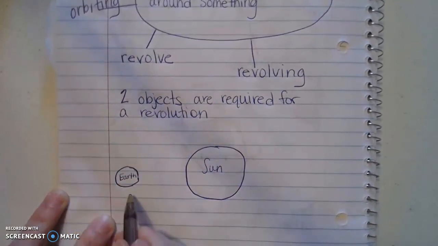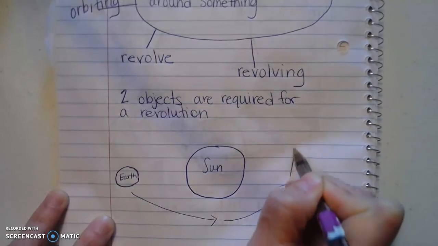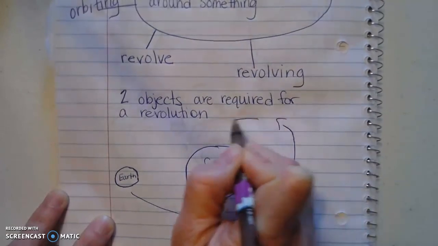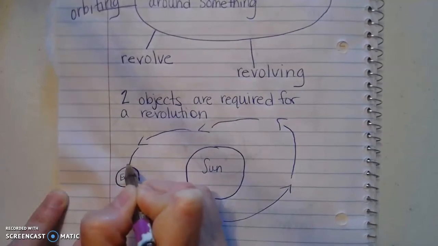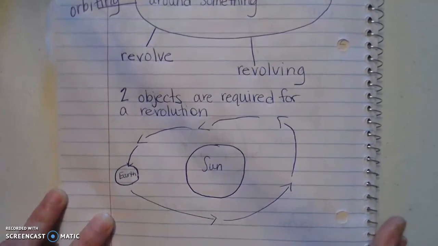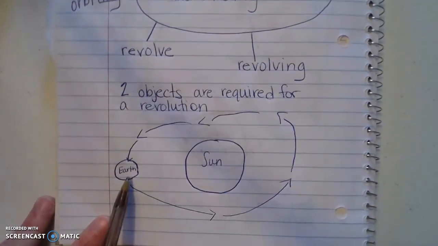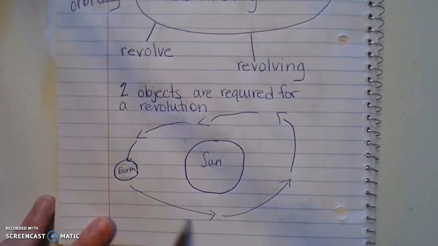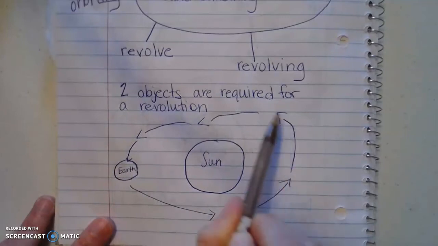Okay, and then I'm going to draw, remember, in a model, arrows are showing motion. So in our model, got a little out of control there. That's okay. So we have our sun, and this is showing how the Earth is going to revolve. So this is revolution.